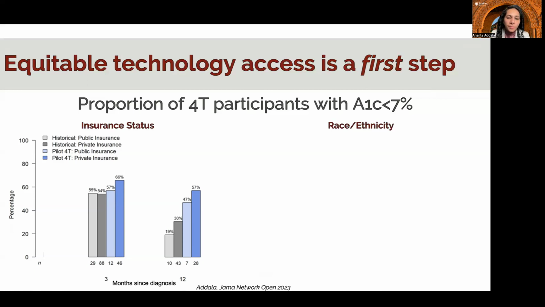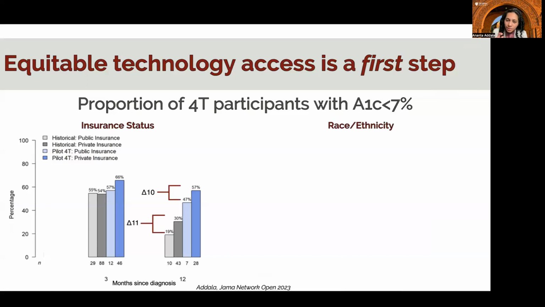And what you can hopefully appreciate is, although the cohort starts more or less the same-ish at the start of the study, by 3 months you've kind of hit partial clinical remission or the honeymoon state. And so you kind of get everyone to approximately the same point on the front end. But by 12 months, you can see a very clear delineation where the 4T cohort, irrespective of whether they have private or public insurance, do better than the entire historical cohort.